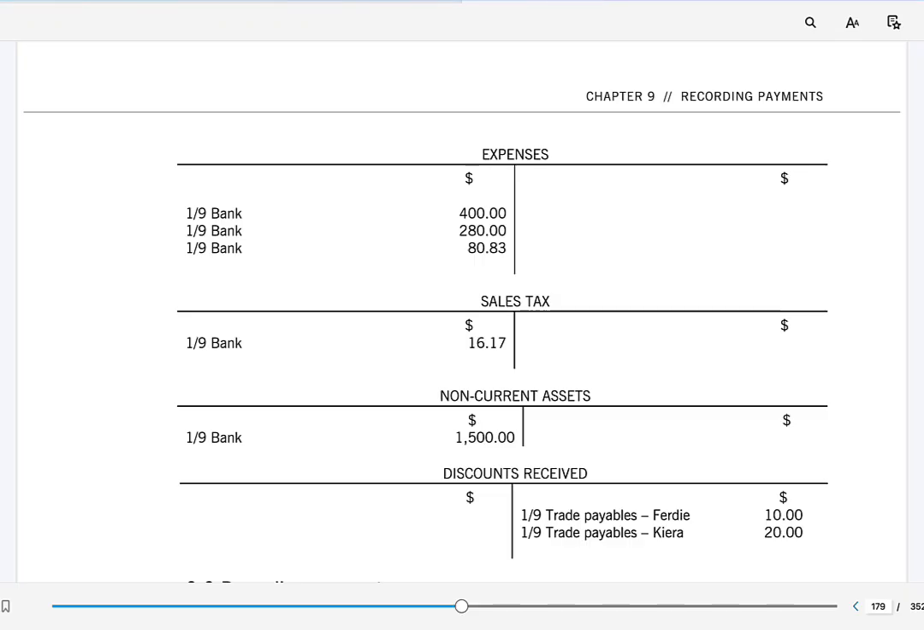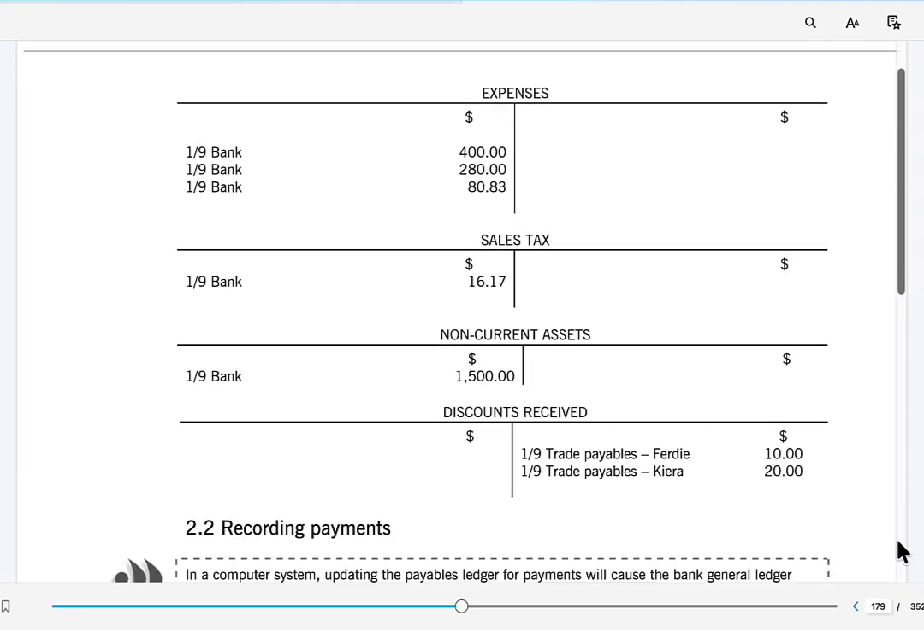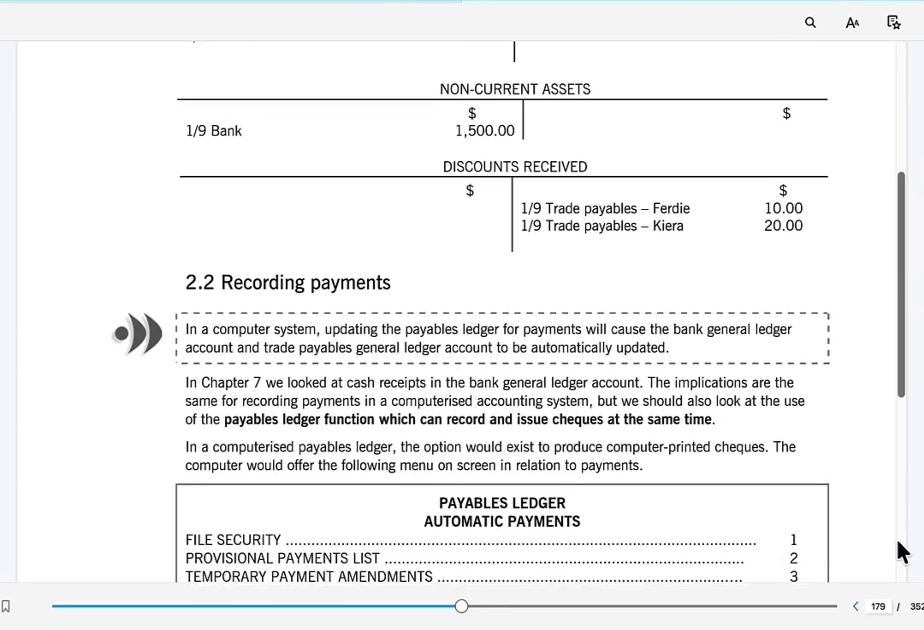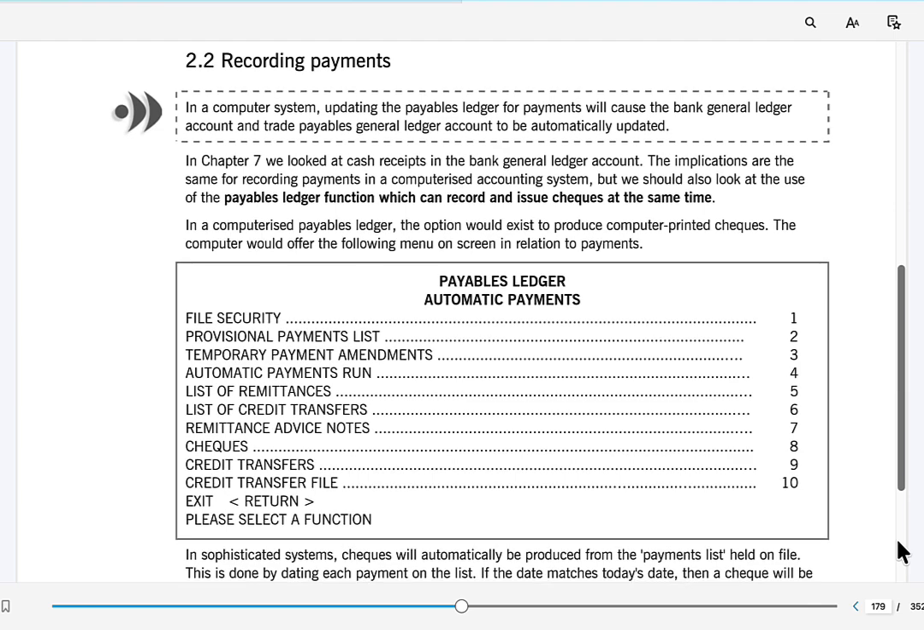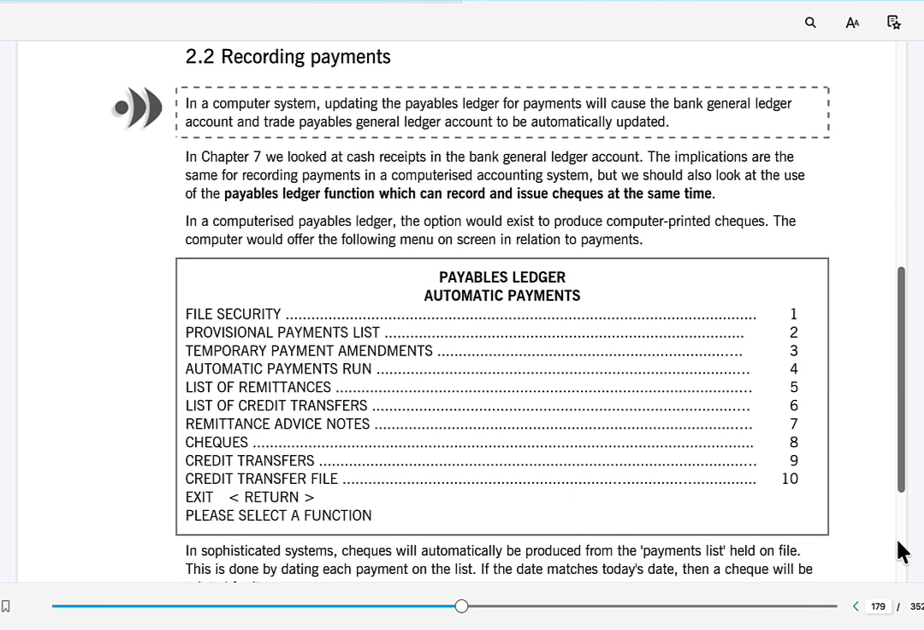Class, now we move to Lesson 2.2, Recording Payments. In Lesson 2.1, we learned how to post cash payments to the general ledger. That was the manual way of thinking. We looked at each payment and we posted it using double entry. Now in Lesson 2.2, we learn what happens in a computerized accounting system. This is very important because most real businesses do not post everything by hand. They use software, and the software helps them record payments faster and with fewer mistakes.